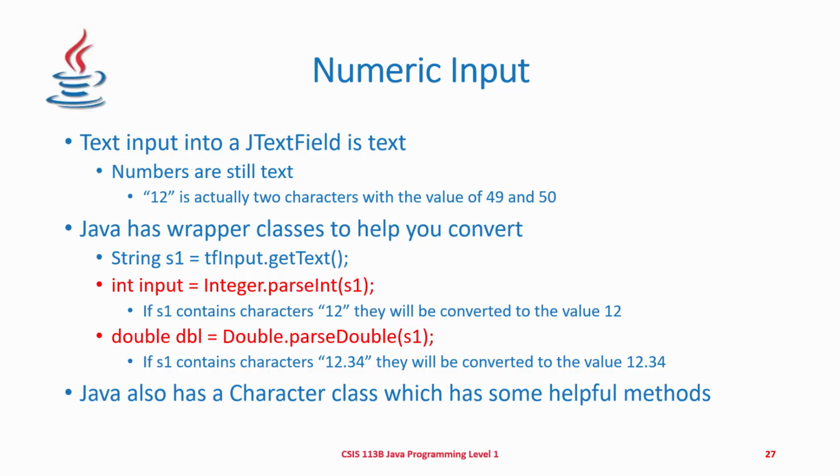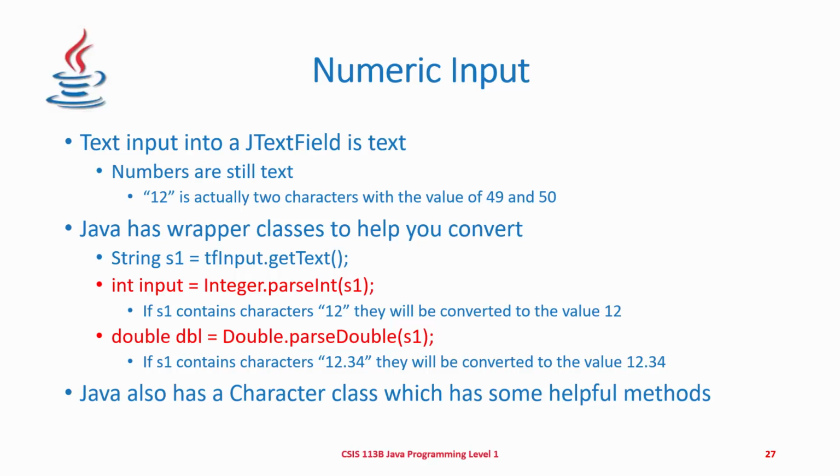Java has wrapper classes that will help us convert the values that are in our JTextFields to numeric values. So in this example, you can see we're creating a string named S1, and that'll be the results of tfinput.getText. So tfinput is a JTextField, and we're using the getText method to retrieve the value that was typed in by the user in that JTextField and assigning it to S1. In the first example there, you can see that we're just converting it to an int, and it's going to be named input. And then the wrapper class, you can see, is Integer with a capital I.